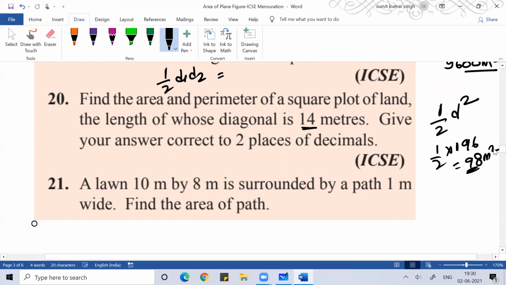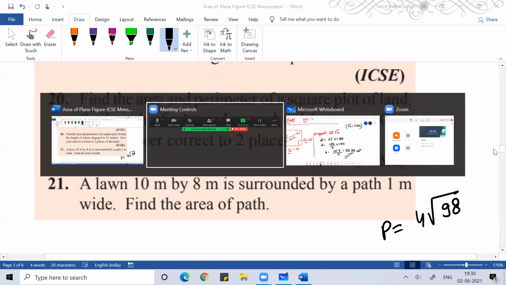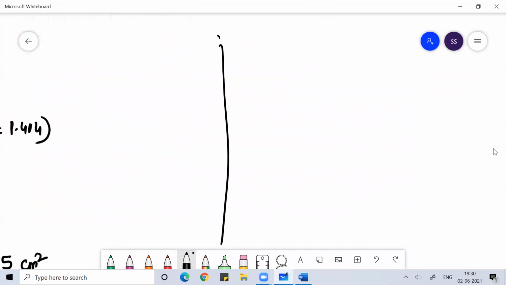So if the area is 98, what would be the side, Dhwani? The side would be root 98. So what would be the perimeter? The perimeter would be 4 root 98. They want the answer till 2 places of decimal, so we'll find the root 98 value.